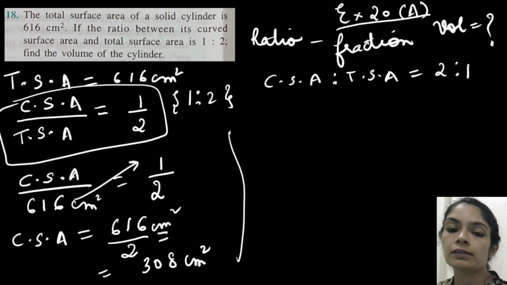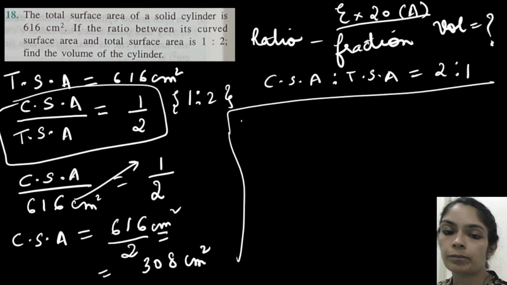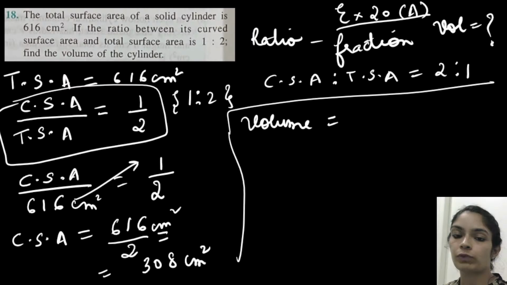Now see, our main concern here is to find the volume. To find volume. So volume of cylinder is what? What's the formula of volume of cylinder? Because if we want to find volume, that means we have to make use of the volume formula. So what is the formula of volume of cylinder?